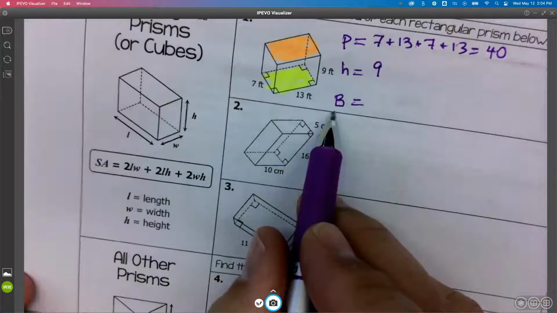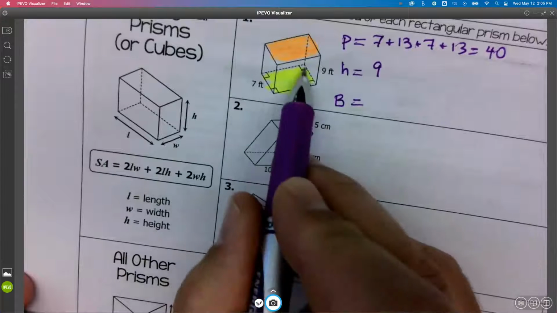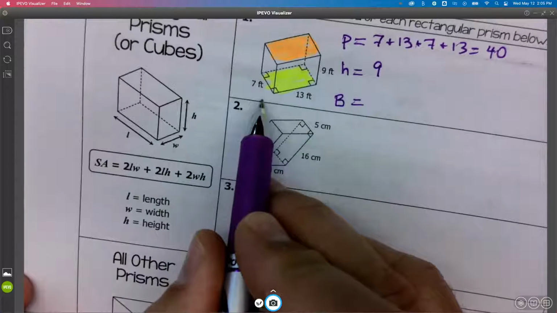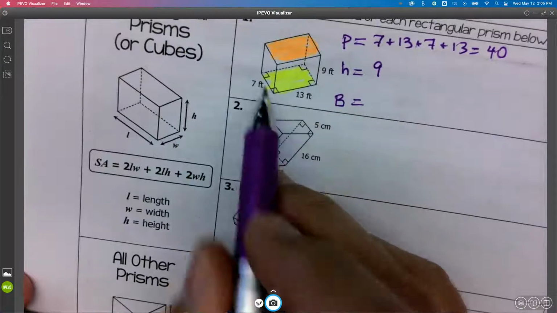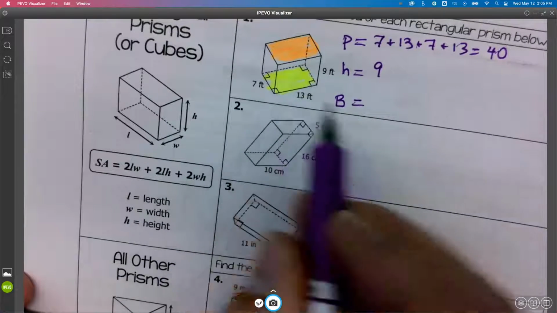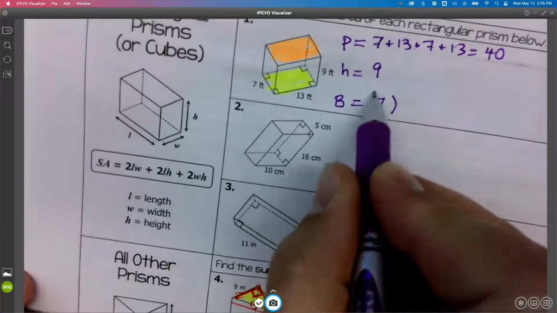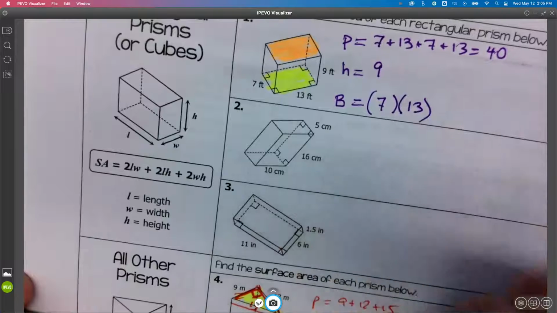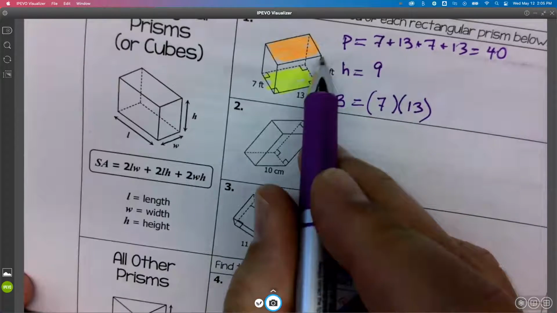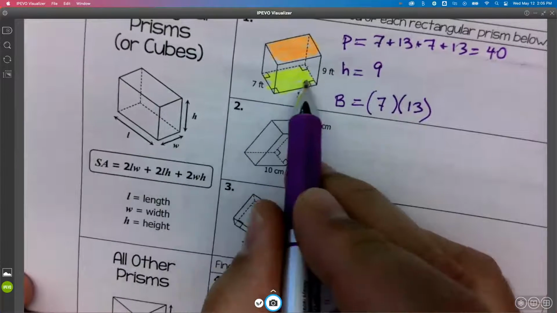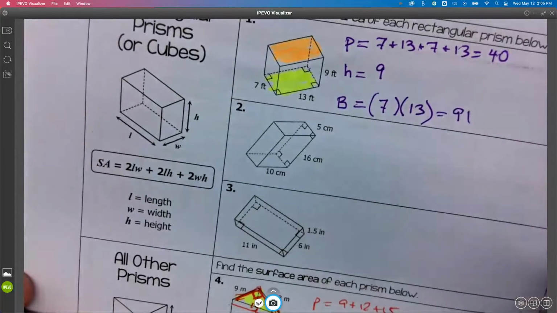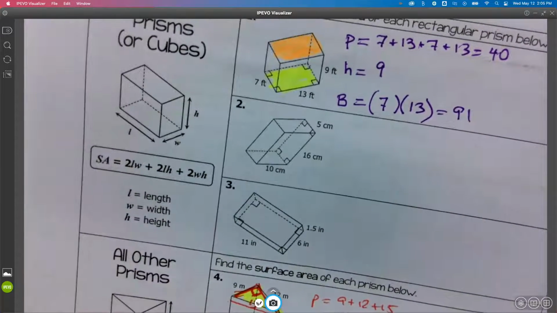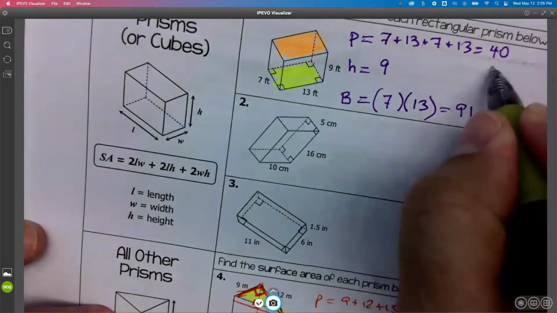And then the big B stands for the area of the base. And this formula will change depending on what type of prism we're looking at. In this case, it's a rectangular one. So our base is length times width. This is where it messes with people because sometimes people say base times height. So now is that going to include 9? No, because we're talking about the two-dimensional base. So 7 times 13, what is that? 91. Once you've laid these out, then we can do our formulas.